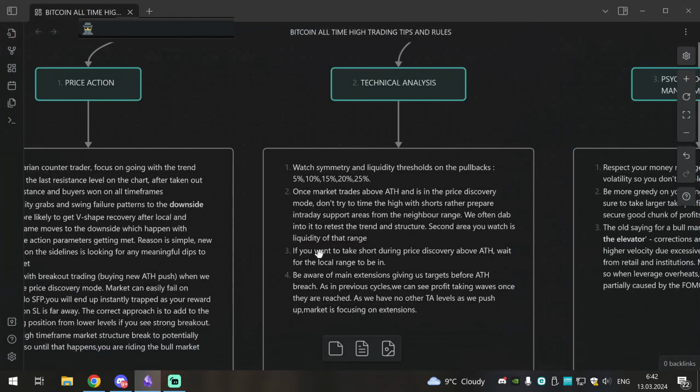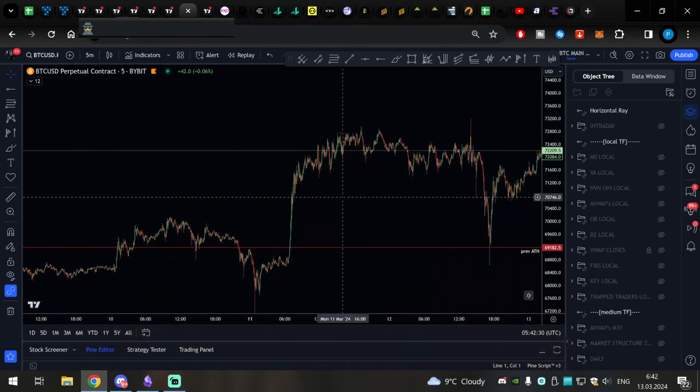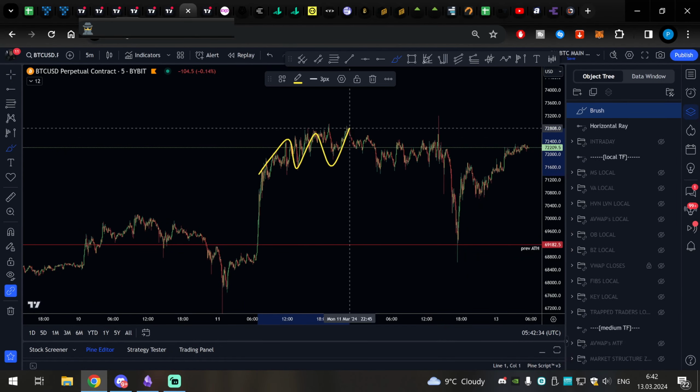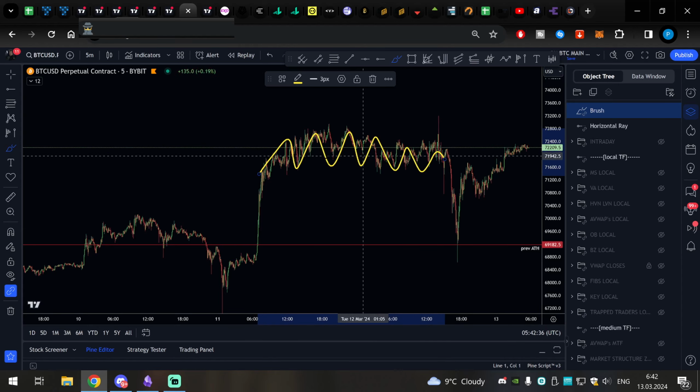Now, again, what was said here. If you want to take a short during price discovery above all-time high, wait for the local range to be in. So yes, we literally wait. Now this is all-time high trading. We are building liquidity and range to the sideways. Now we are waiting. I'm not shorting here.